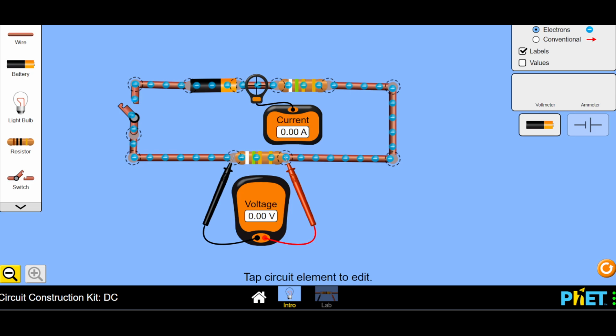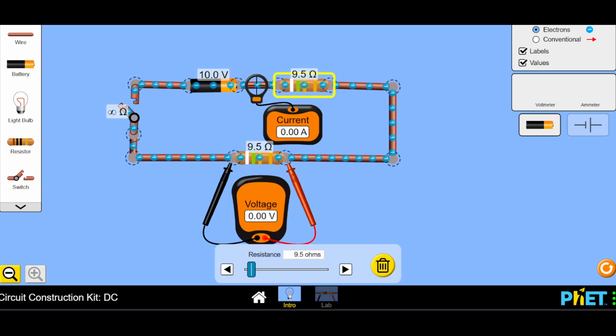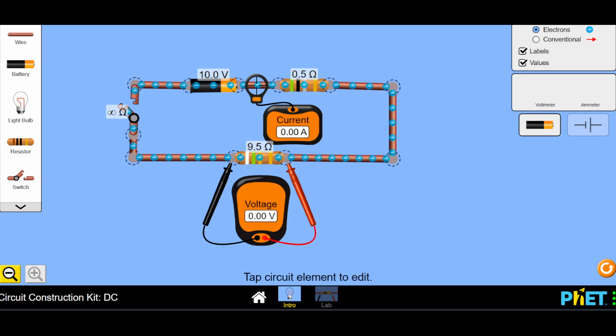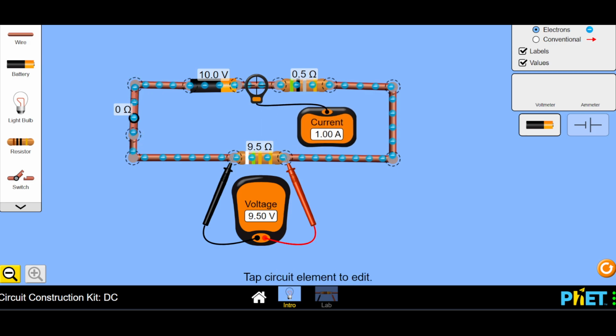Let me give you an example. You can see that over here we have an external resistor, let's say 9.5 ohms, and there is an internal resistor; let's reduce its value to 0.5. They're generally very low in comparison to the loads. We have a battery of 10 volts. Let's play this and see what the current is. So the current is 1 ampere, right?